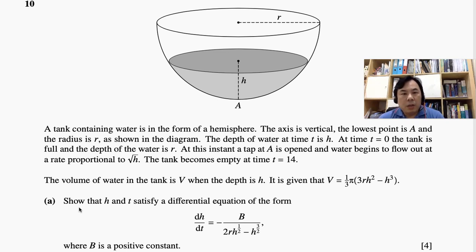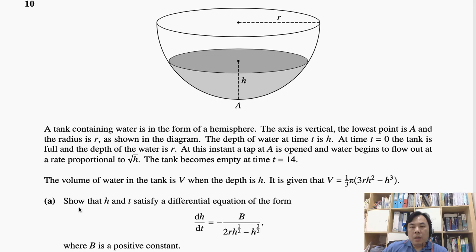Now, a tank containing water is in the form of a hemisphere. The axis is vertical. The lowest point is A, and the radius is r in the diagram. The depth of the water at time t is h. At time t equals 0, the tank is full, and the depth of the water is r. At this instant, a tap at A is open, and the water begins to flow out at a rate proportional to h.